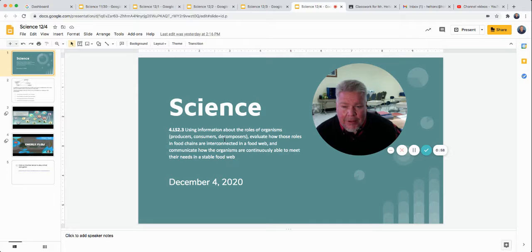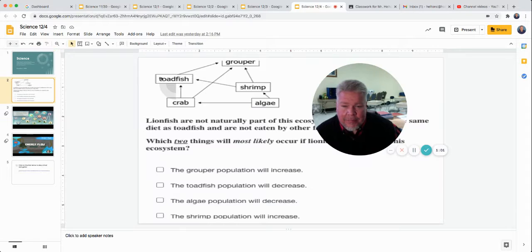Basically, in a food web, what we see is this. Animals are eating more than one animal, unlike in the food chain we looked at yesterday. Like the grasshopper was being eaten only by the frog. The frog was being eaten only by the snake. The snake was being eaten only by the snapping turtle. In this, you see two arrows going to the same thing. In some cases, even three appear to the grouper. So you've got shrimp, crab, and toadfish all being eaten by the grouper.